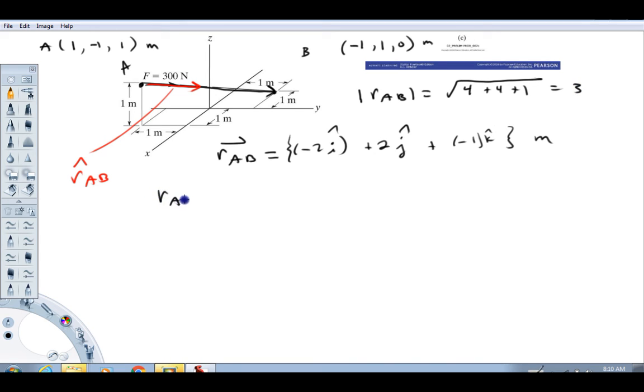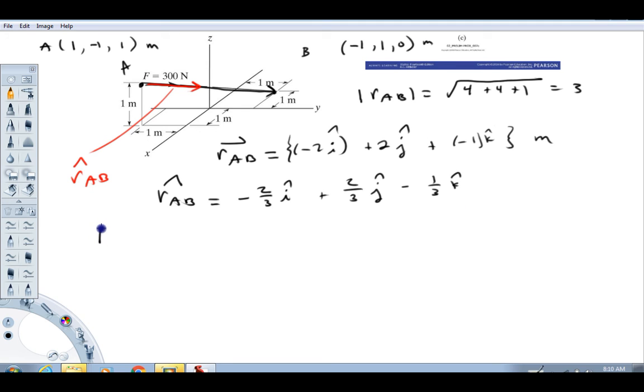So the unit vector AB, we're going to get by taking the position vector AB and dividing by its magnitude. That's going to be negative 2/3 i plus 2/3 j minus 1/3 k. This is now a unit vector that points from A to B, exactly parallel to this 300 Newton force. It's a dimensionless vector because we've divided its magnitude out. All this is a direction. I like to think of unit vectors as little pointers.